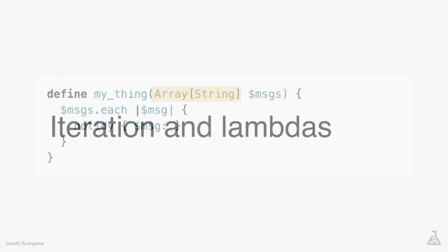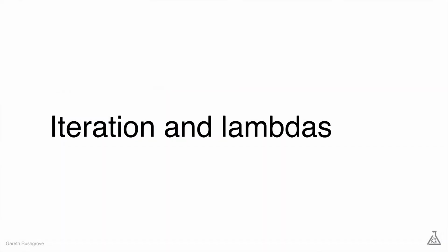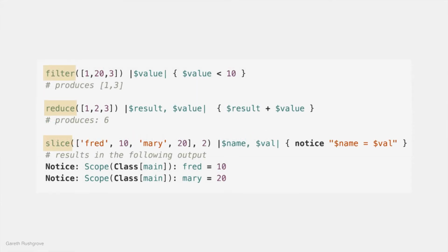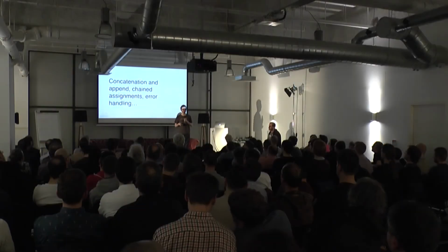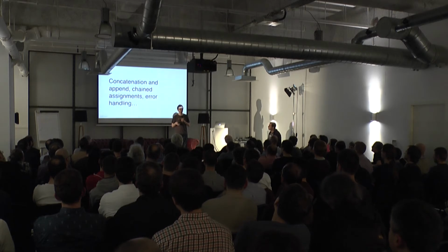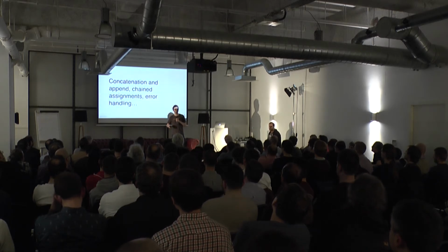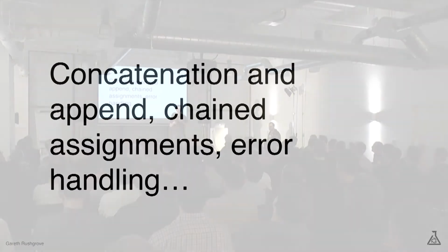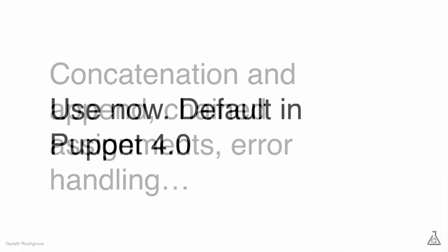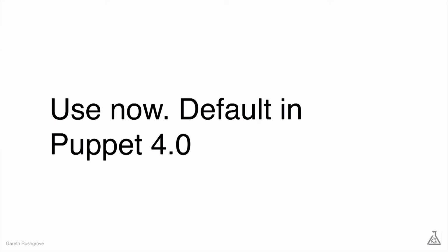We've got iteration and lambdas in there. So we can do things like each. We can do things like filter and reduce. We've got concatenation, appending, chaining, assignments, error handling. We've got more language features. Puppet is turning into much more of a powerful domain-specific language. It's still not about it being Ruby or it being Java. It's a domain-specific language for describing a graph, and that graph has applications in infrastructure management.